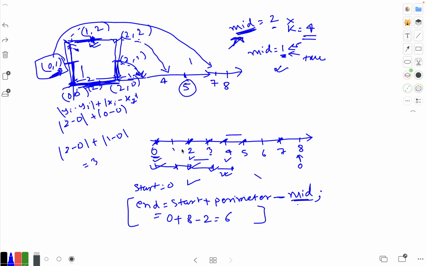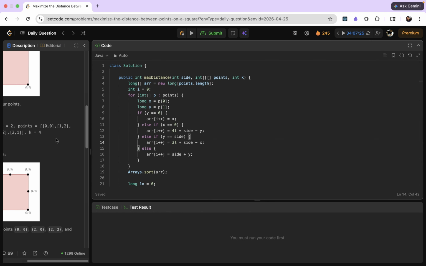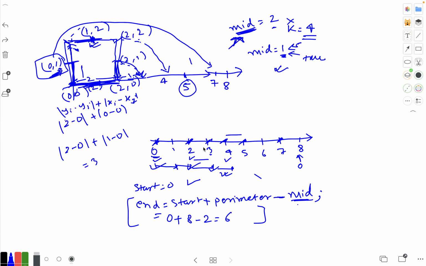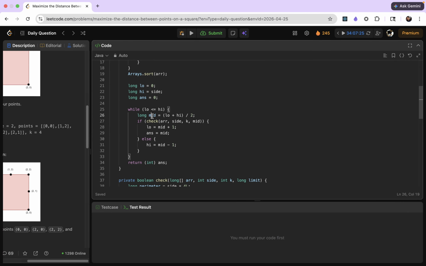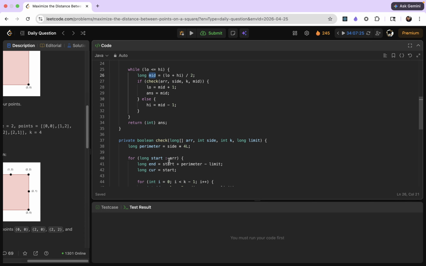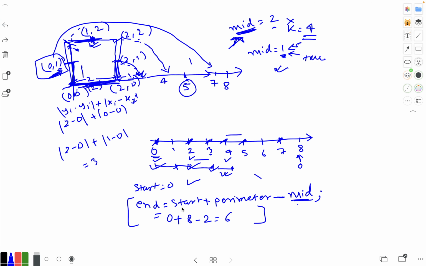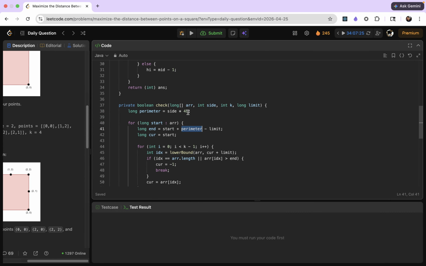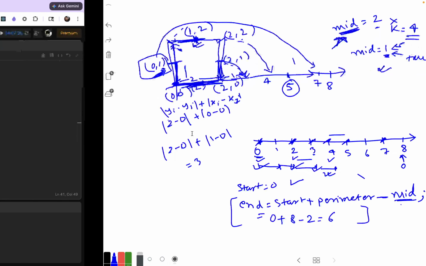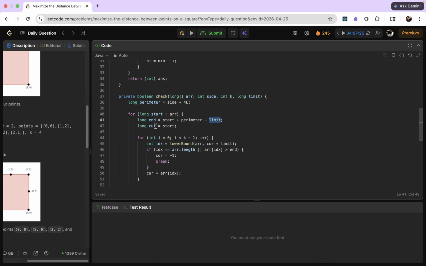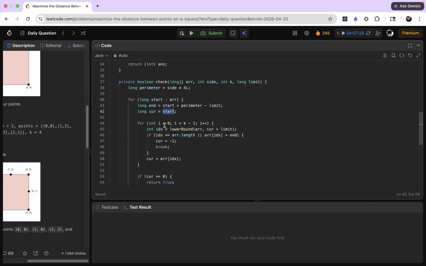Now I have sorted this result, because the points you are given are in random order. We have sorted this array, and we are doing a binary search for each mid distance, checking whether it is possible to pick k points for this distance among the numbers or not. We iterate over all the points, and this is the end that I was showing you here. End is the start plus 4 into L, that is 4 into side, that is the perimeter, minus the limit. This is the mid value which we are checking, and current is the start, where we are checking from.